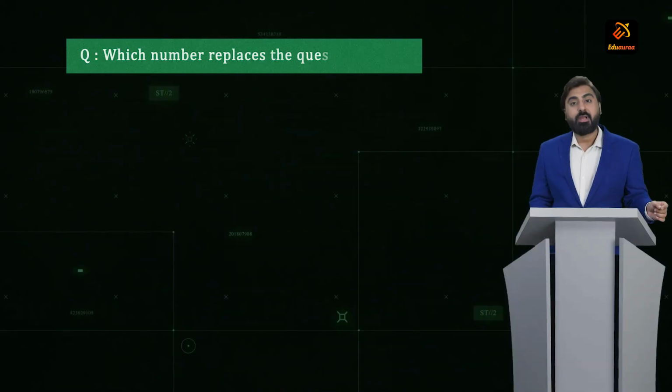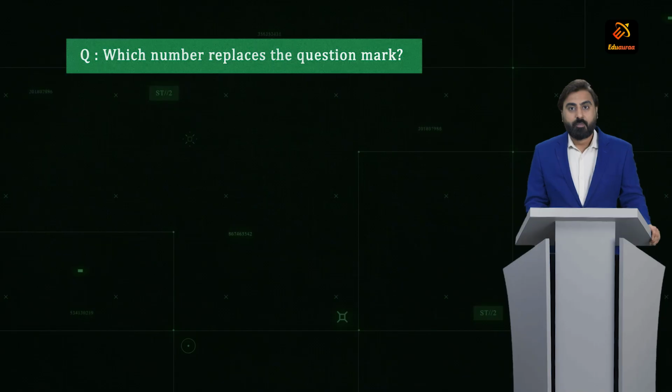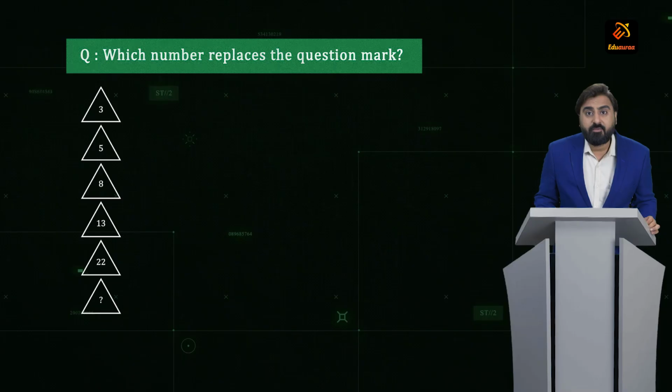Let's solve one more sum, students. And the next question is, which number replaces the question mark? And our numbers given to us are 3, 5, 8, 13, 22 and question mark. So what is the logic here?